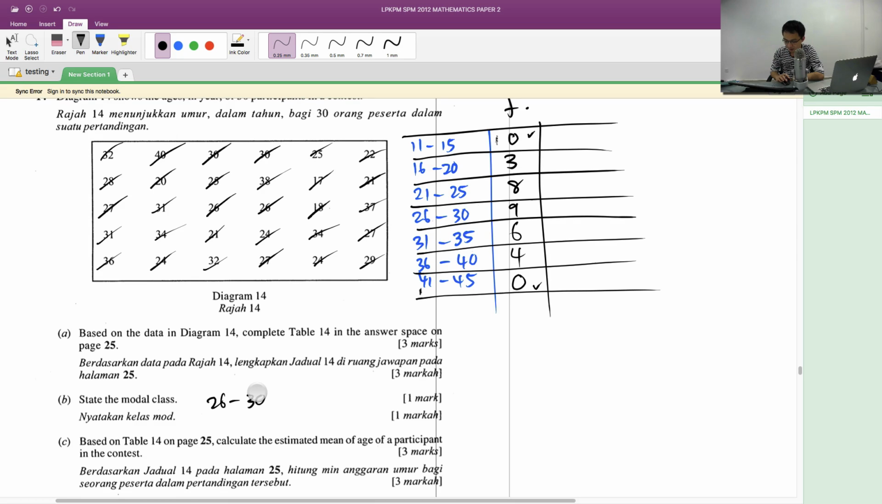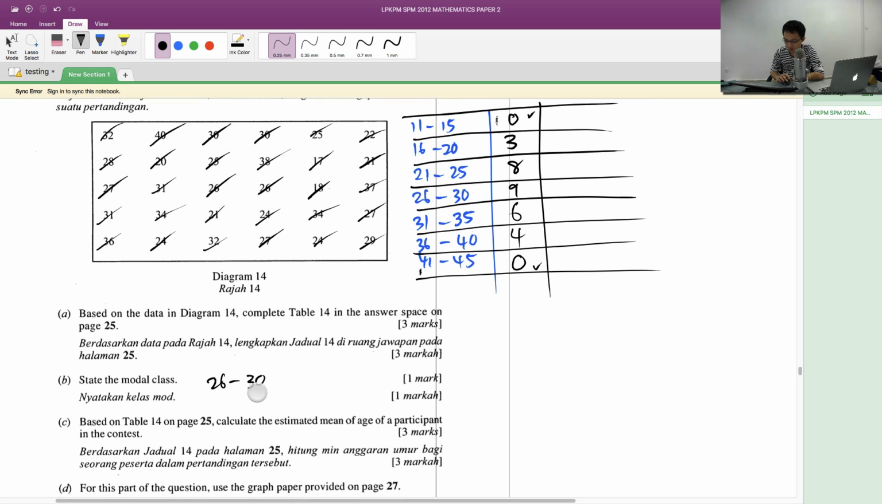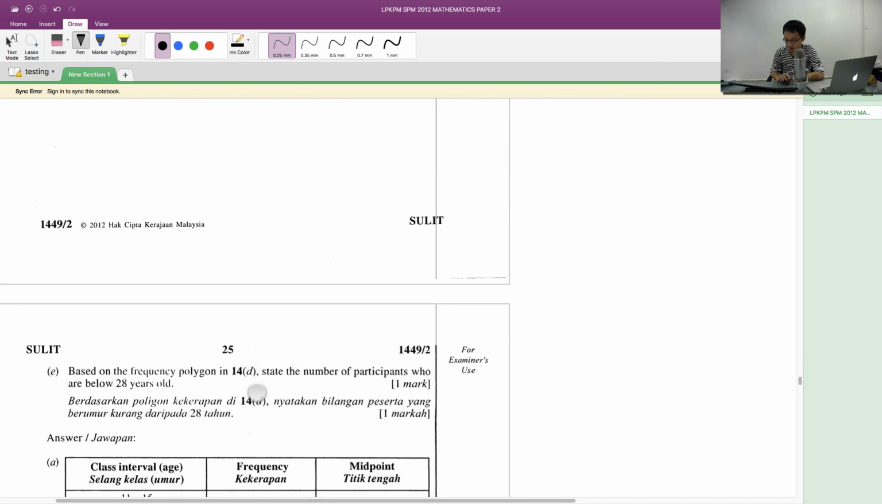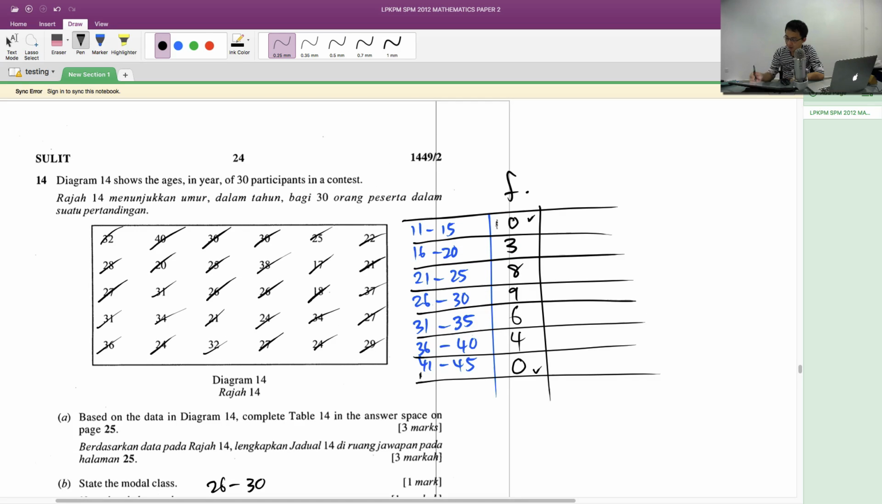Very easy. And then based on the table, calculate the mean age of participant. I guess they give you midpoint, isn't it? Yeah, definitely. So we'll do the midpoint here. Maybe I draw it bigger. Midpoint is very easy. In order to get a midpoint, just use lower limit plus upper limit divided by 2. So that means 11 plus 15 divided by 2. You will get 13.